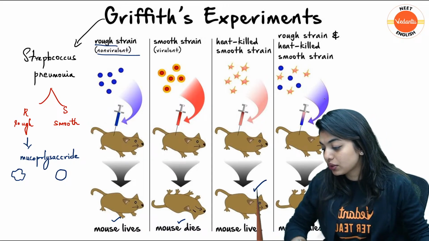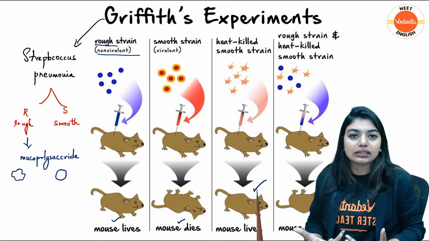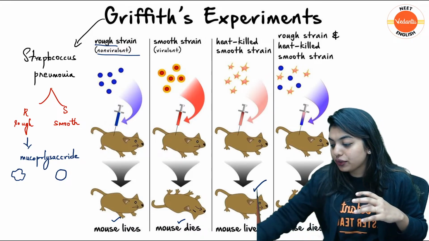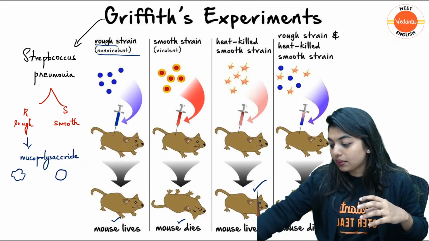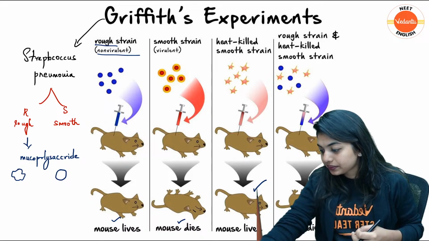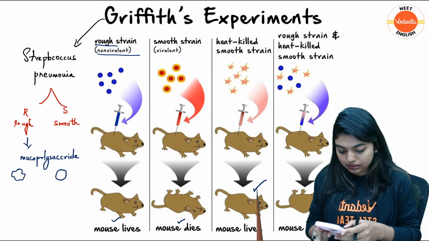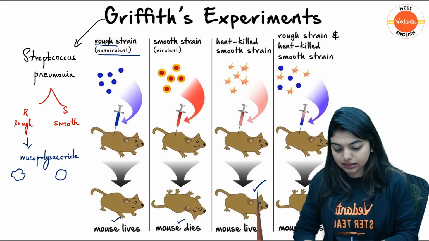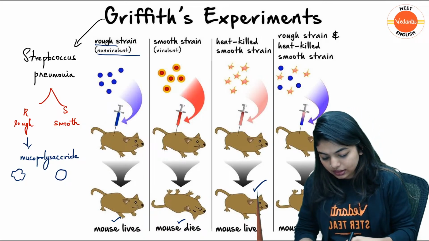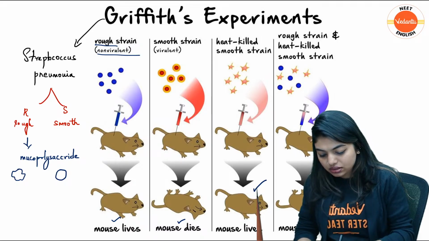Come on, all of you, let me know in the chat box. Which were the two things that did not kill the mice? The rough strain and the heat killed smooth strain. Yes or no? Agreed, all of you? If you agree, smash the like button. Come on. All of you are capable of marking your attendance. Okay. Good job. So students, we all understood this much?